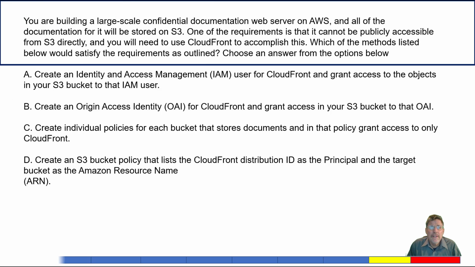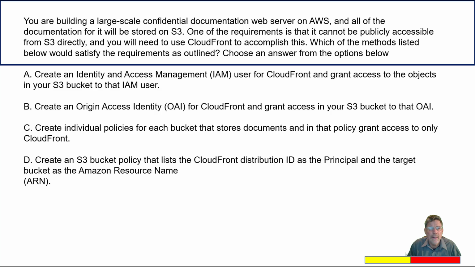You're building a large-scale confidential documentation web server. All of the documentation is stored in S3. One of the requirements is that it can be publicly accessible from S3 directly, and you will need to use CloudFront to accomplish this. Which of the following methods listed would satisfy the requirement as outlined? IAM user in CloudFront, create an OAI, which is Origin Access Identity for CloudFront and grant access for S3, individual policies, or CloudFront S3 policy. What do you think it is? Here we are. The answer is OAI.